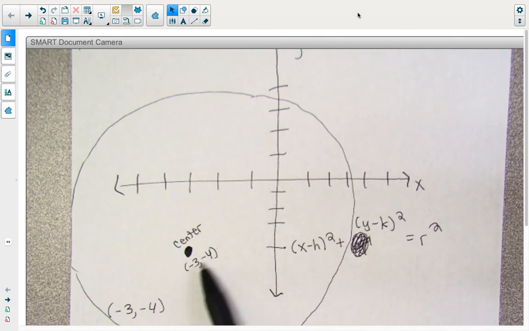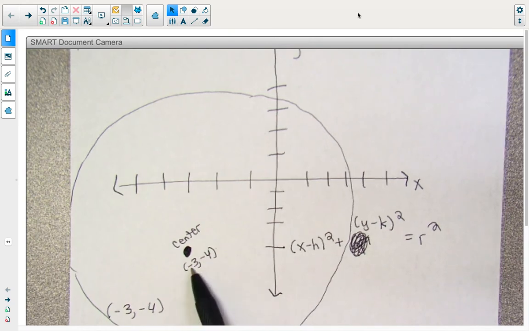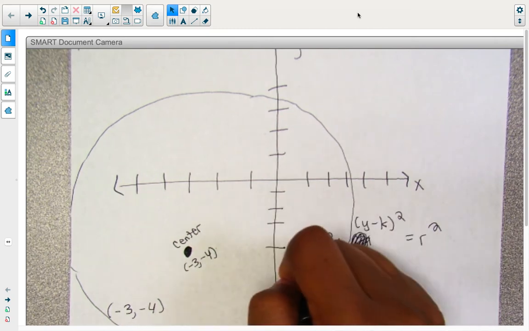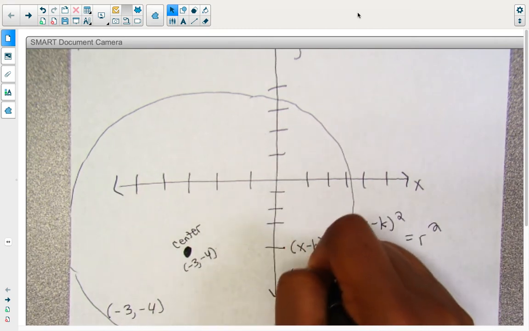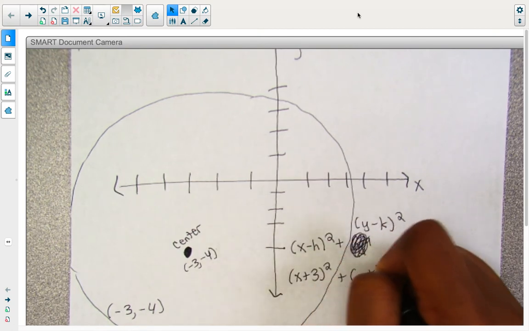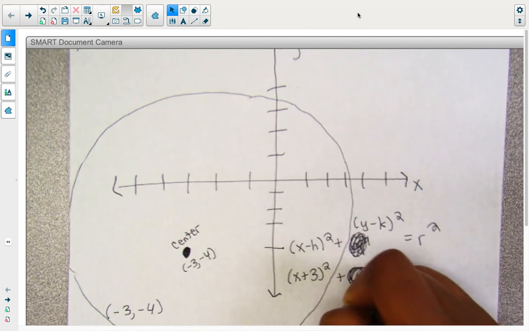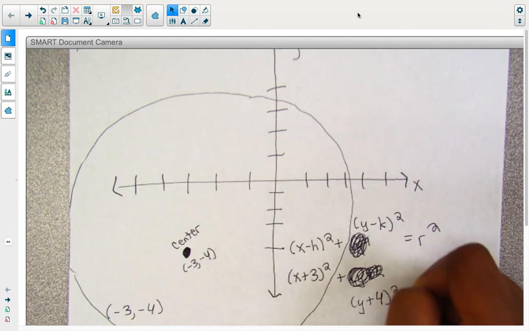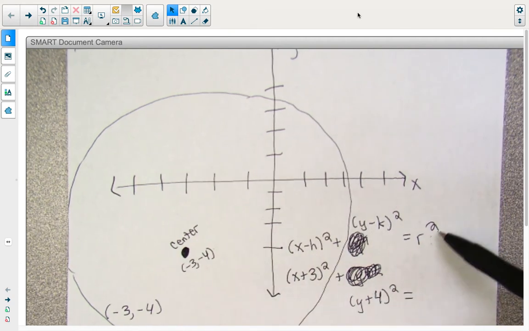We're going to change these signs because it's already a negative here and it's a negative here. Two negatives make a positive. Negative here, two negatives make a positive. So my center is x plus 3 squared plus y plus k. And k is 4, so we're going to put in 4. So it's going to be y plus 4 squared equals, and then r squared is your radius.